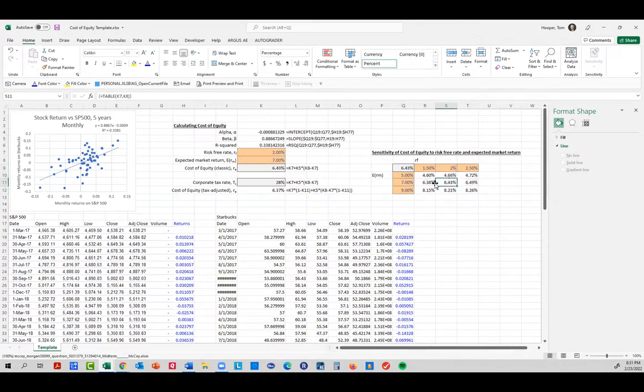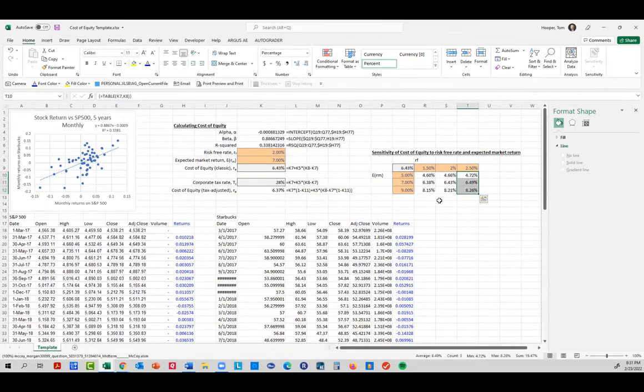But if the market doesn't do so well, maybe I should use a little bit lower cost of equity. If I wanted to be more optimistic on what market returns are going to be, I should use a little bit higher cost of equity. Similarly, if the risk-free rate isn't as high as 2, maybe I should use something a little bit lower. I think it's going to be higher. Maybe I should use something a little bit higher.